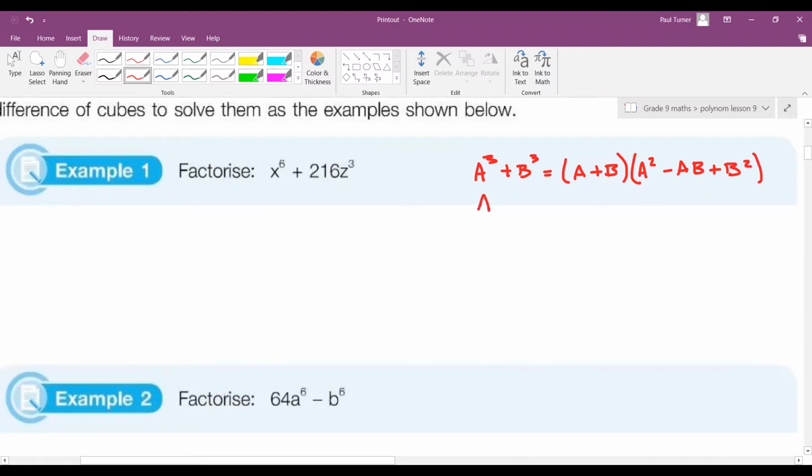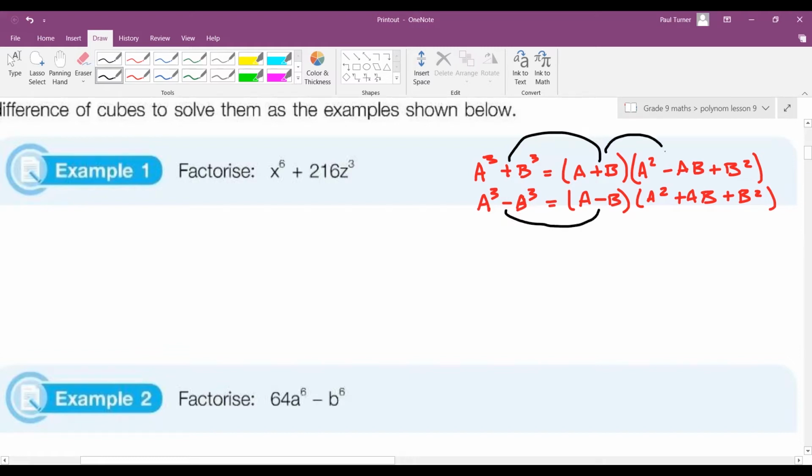And then when we had difference of cubes, a cubed minus b cubed is a minus b, a squared plus ab plus b squared. So remember how to remember the sign. This is plus, this is the same sign, minus, minus, and then this will be opposite. So plus here becomes minus, and minus becomes plus. And the last two are positive, plus.